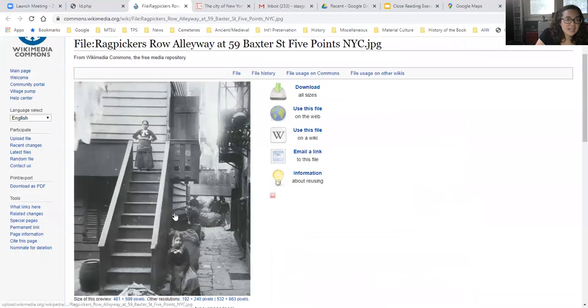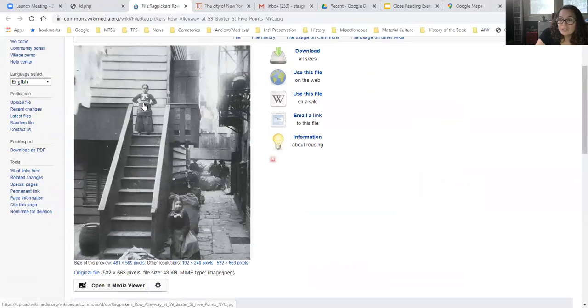And you can see here you have 2 little girls living in Baxter Street. You can see the piles of rags just lining this little alley here, and the closeness of the houses and the tenements in the area where they live.